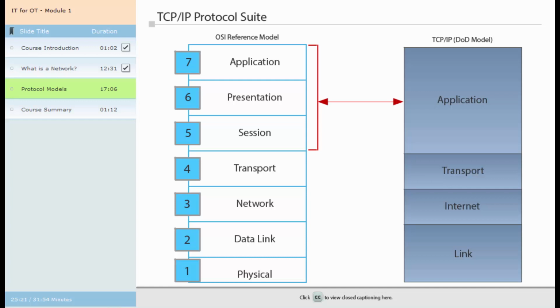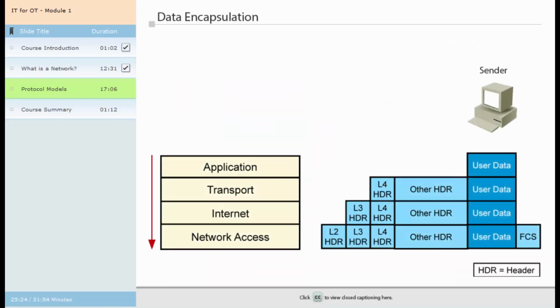Information transmitted over a network must undergo a process of conversion at the sending and receiving ends of the communication. The conversion process is known as encapsulation and de-encapsulation of data. The encapsulation and de-encapsulation processes are as follows. The information that is sent on a network is referred to as data or data packets.